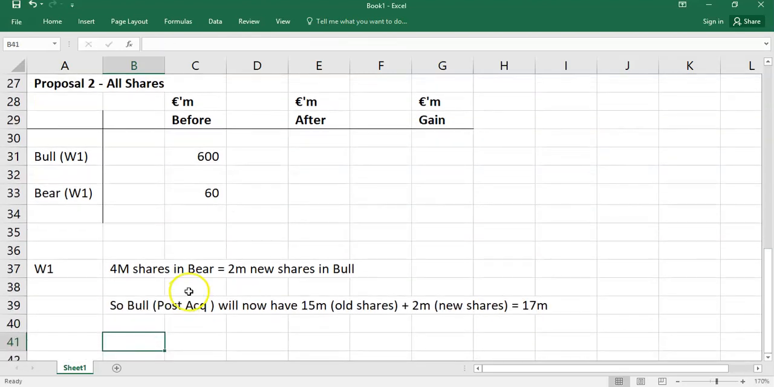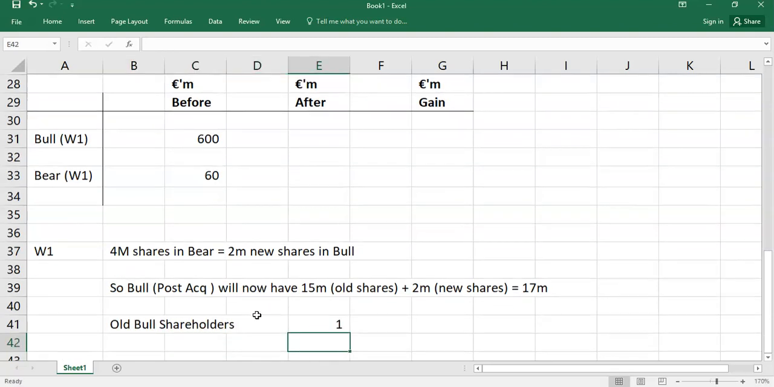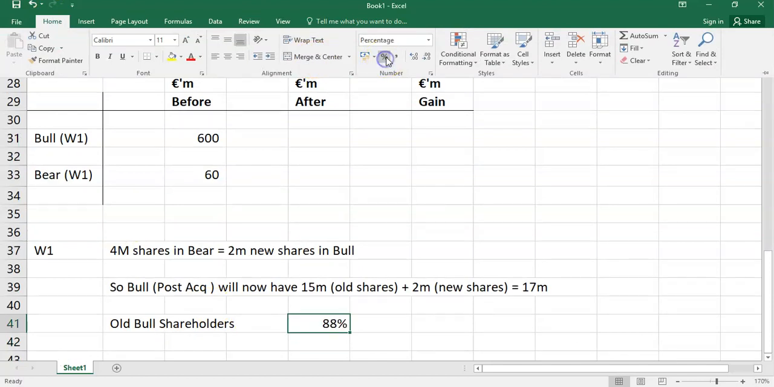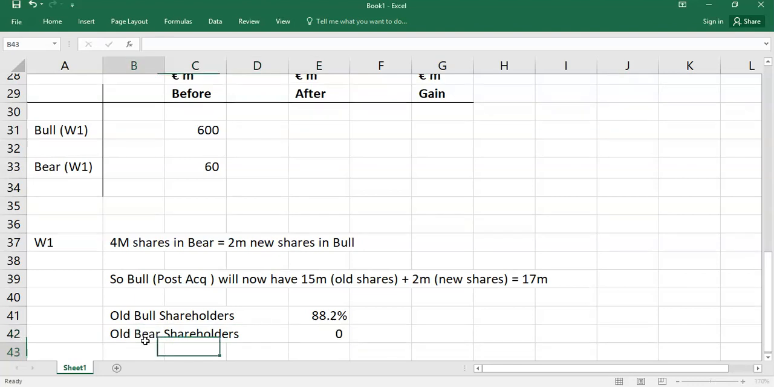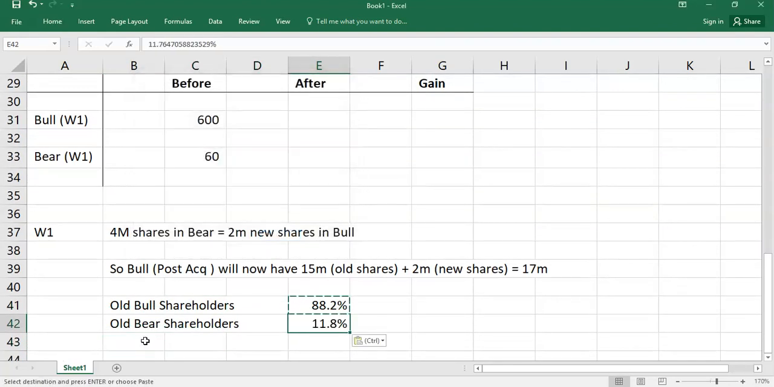So what's happening here is bull doesn't have to spend any money. So they're not actually raising cash like the previous one. Instead, they have to dilute their control. So now they're dividing across 17 million shares instead of 15 million. So the old bull shareholders, they will now have 15 over 17 percentage ownership in the business. So they will own about 88.2%. The old bear shareholders, they will own 2 over 17, which here is 11.8%. So that's the 100% overall.